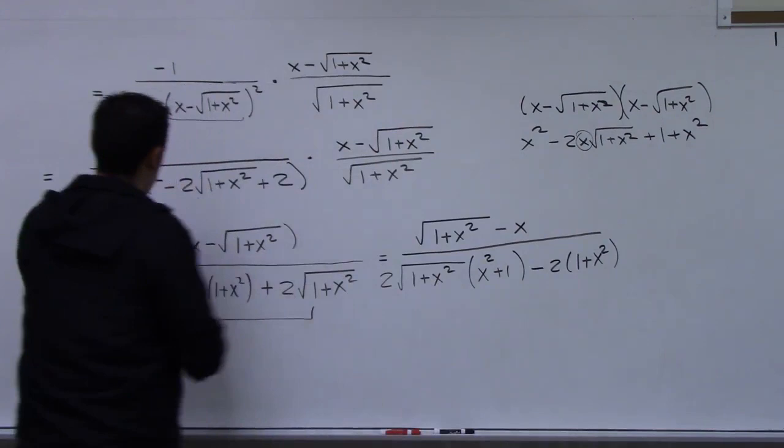One more thing. I'm going to pull out a 2. Okay? So I'm going to pull this 2 out here, pull the 2 out here, place it out here. And now these two are the same, and they cancel. So what you're left with is 1 over 2 times x squared plus 1. Whew. All right.